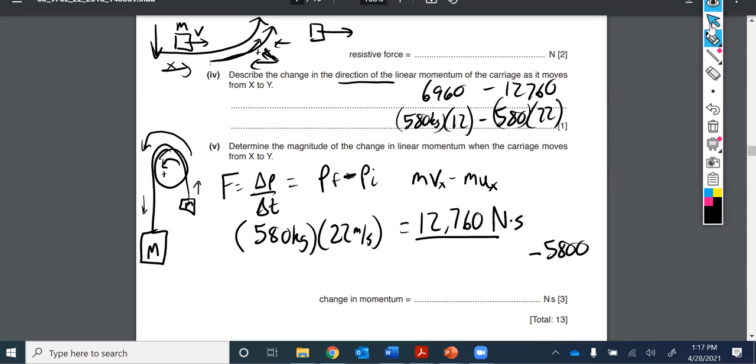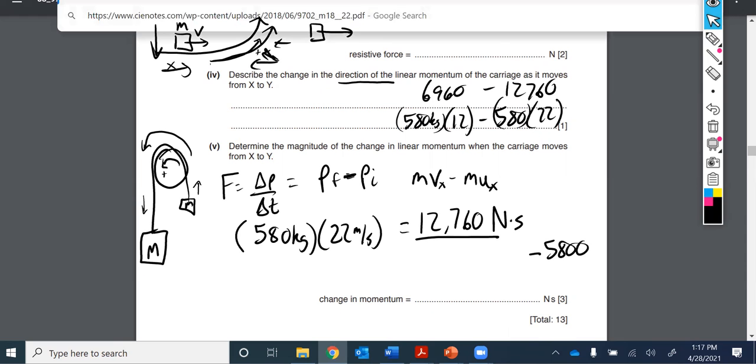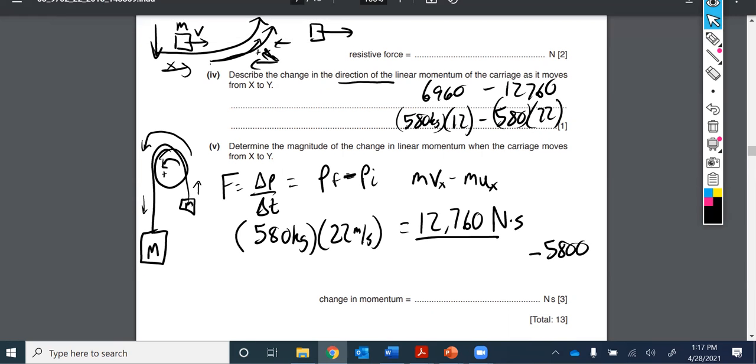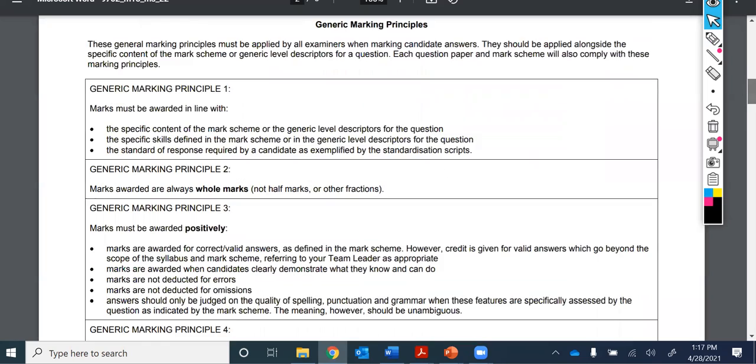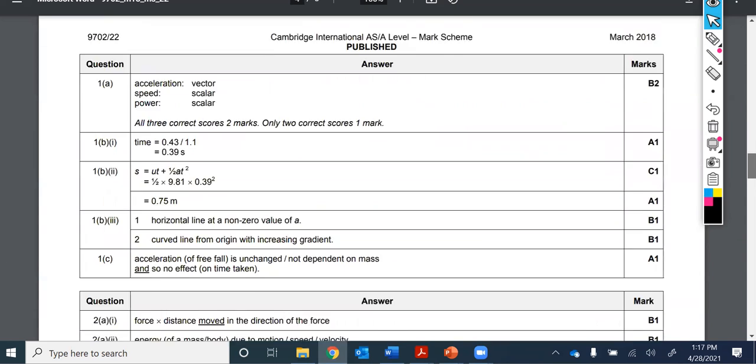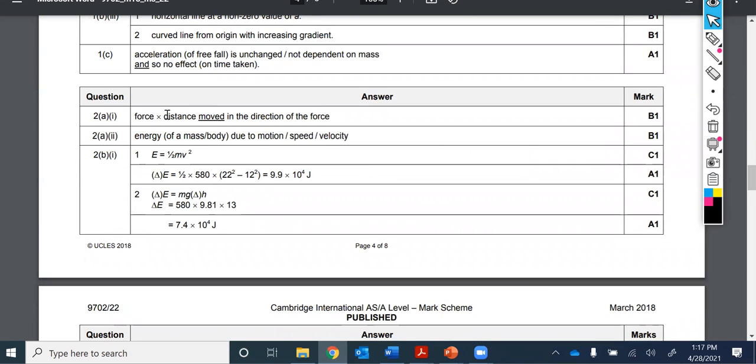All right, let's take a moment now to give ourselves some feedback on this. So I can conveniently change this QP to our scheme MS. Click that, and now we've got question number 2, I believe we were just looking at. So we've got force times the distance moved in the direction of the force. Note how they've captured that cosine theta by saying only the component of force in the direction. The energy of a mass or a body due to motion or speed or velocity, right? So energy of motion, 1/2 mv squared.